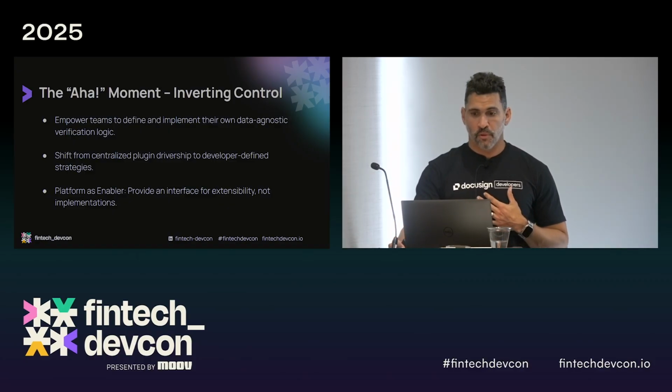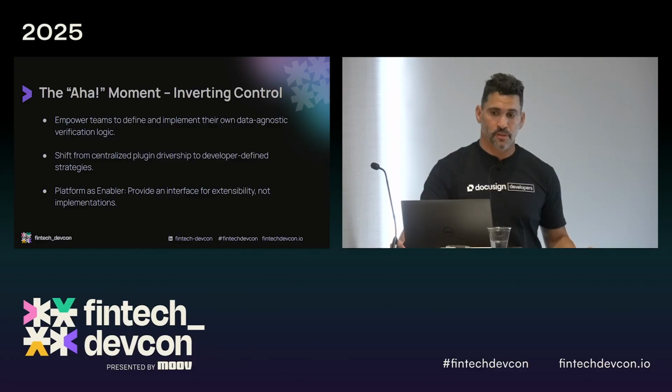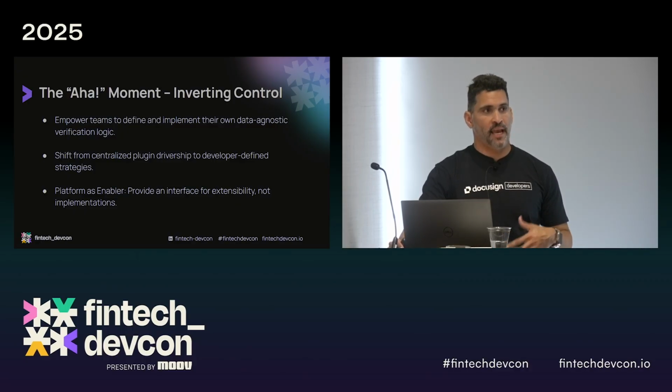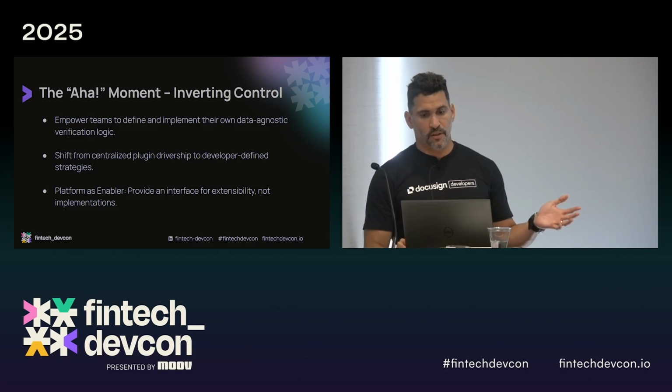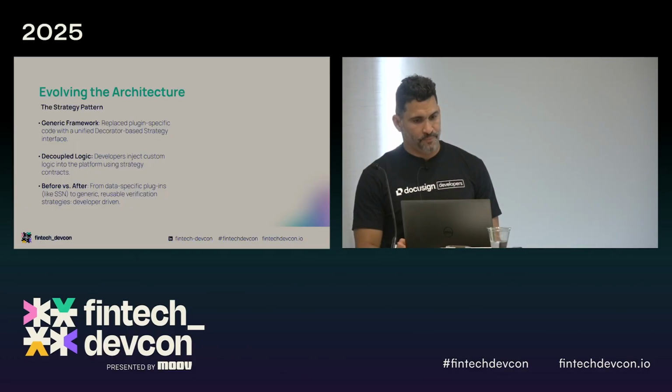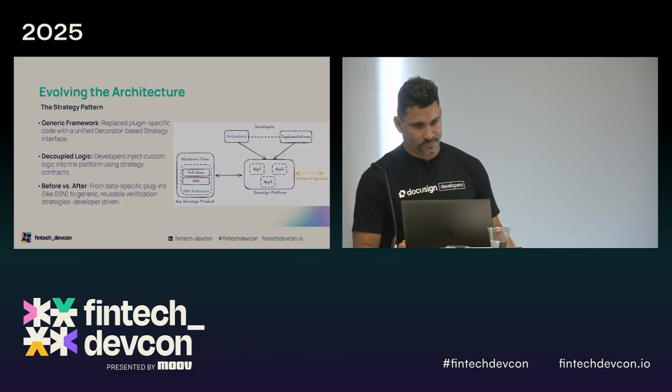Our platform team would no longer be the implementers, but the enablers. We'd provide the interfaces, the frameworks, and the guarantees as we'd previously done, but now let any developer plug in their own logic and their own data types. This moment became the genesis of our move to what we call the strategy pattern. So what needed to change?